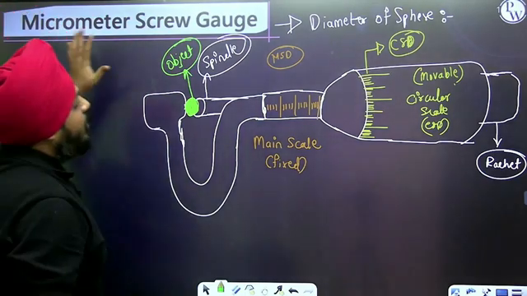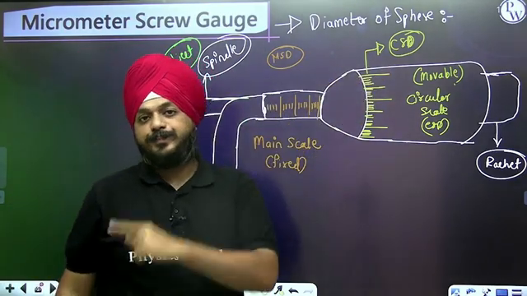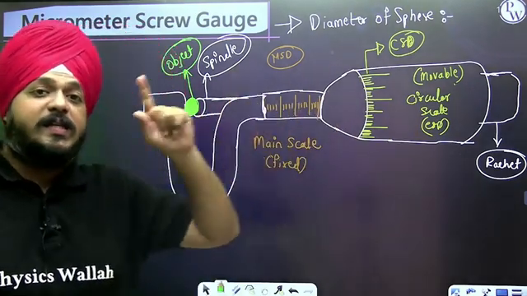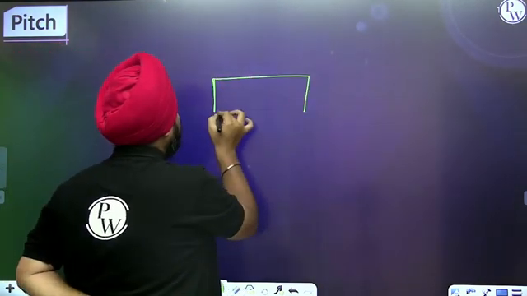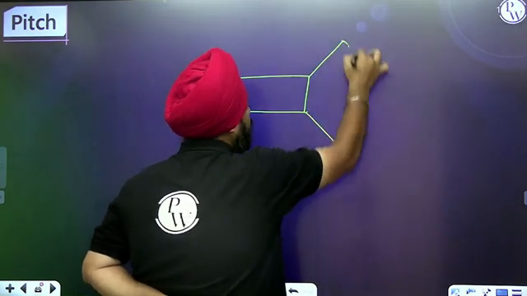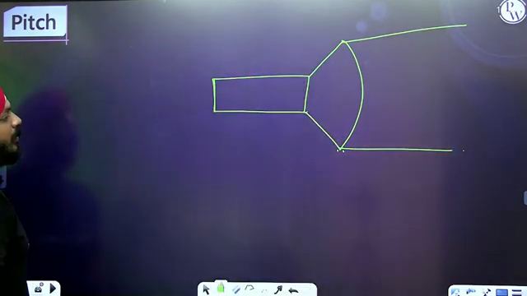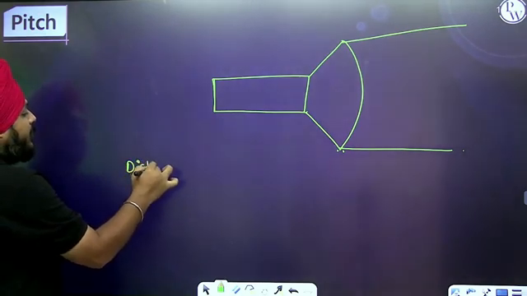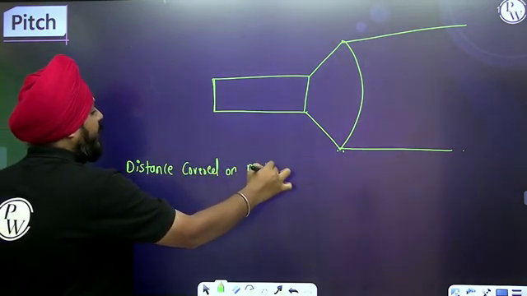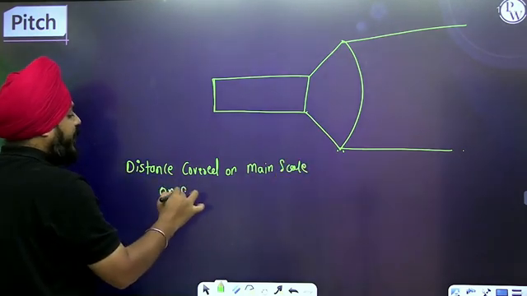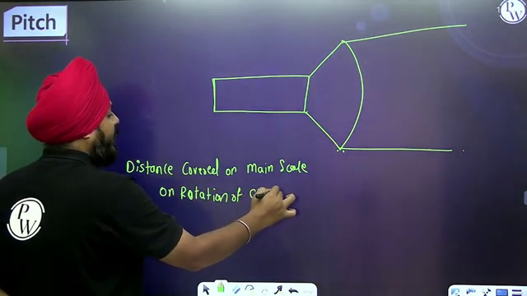So this is the actual construction, and you should be aware of terms like least count and everything that is going to come. Now, what is a least count? Before moving on to the least count, you have to understand the actual definition of pitch. What is a pitch? The distance covered on the main scale on rotation of the circular scale once.